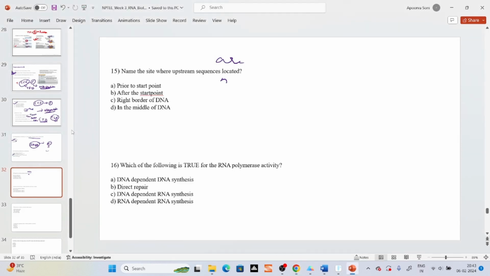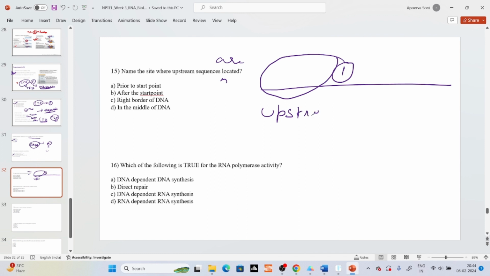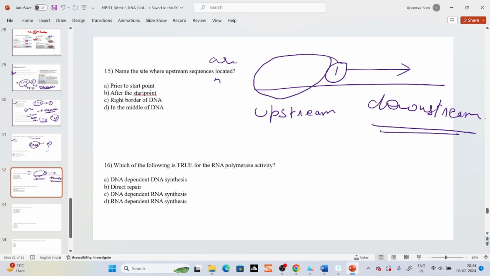Okay, see. Start point is given as 1. This is the transcription start point. This is the scale. This region, which is before the start point, is known as the upstream region. The region which is after the start point is known as the downstream region. So upstream sequences are present before the start point, not downstream.